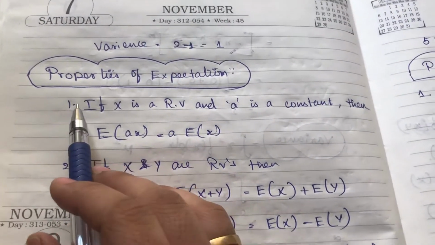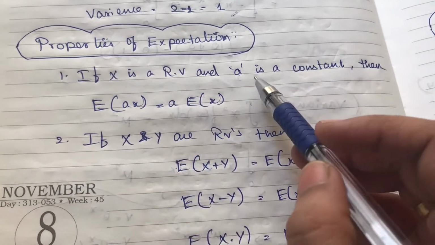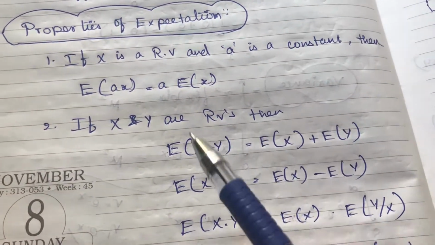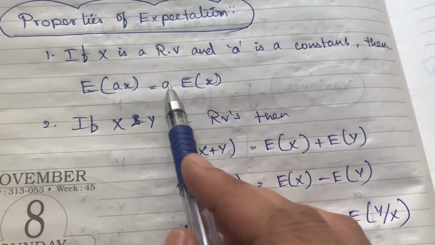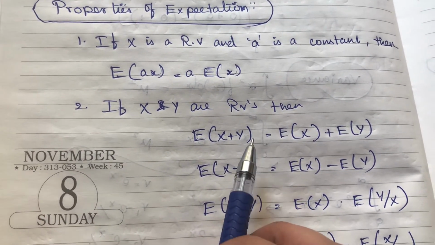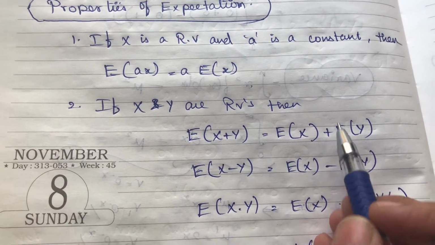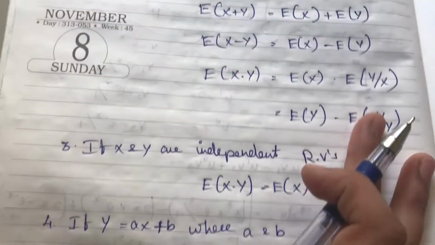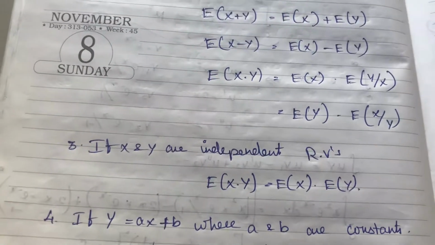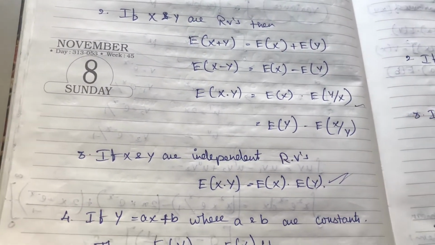Then there are some properties for expectation. If x is a random variable and a is a constant, then E of ax we can easily write as a coming out, so a into E of x. If x and y are random variables, then we can easily write E of x plus y will be equal to E of x plus E of y. Okay, then E of xy, if independent, we can easily write as the multiplication E of x into E of y.